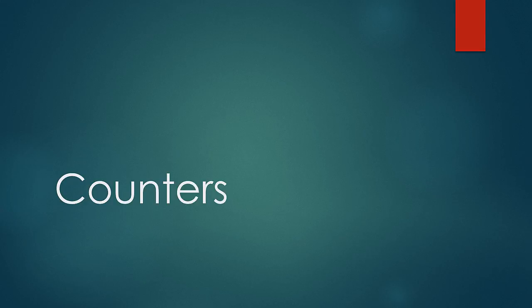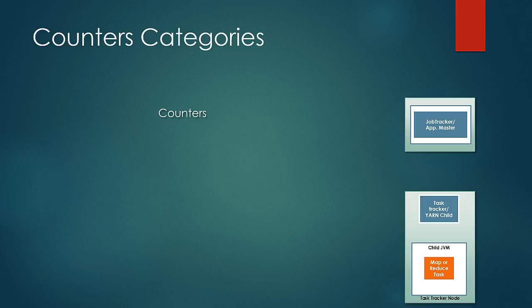In this lesson, we will learn about counters in MapReduce programming. Counters can be categorized into two subcategories. The first category is task counters, which have counters pertaining to the tasks. The second category is job counters, which have the counters associated with the whole job.